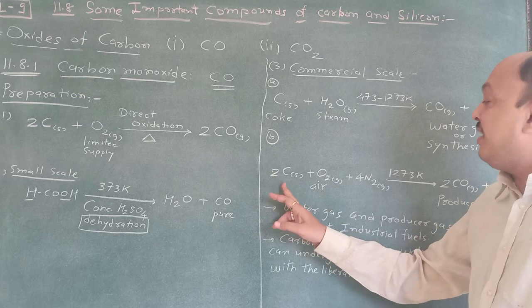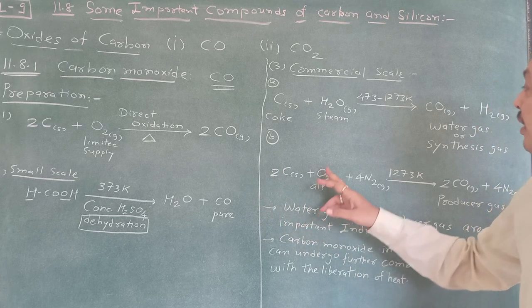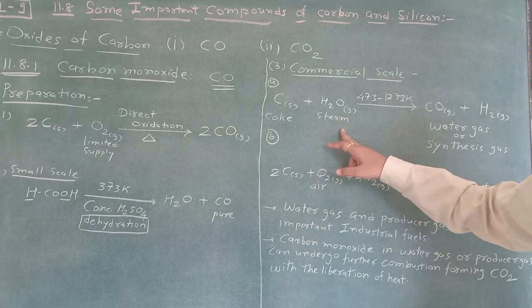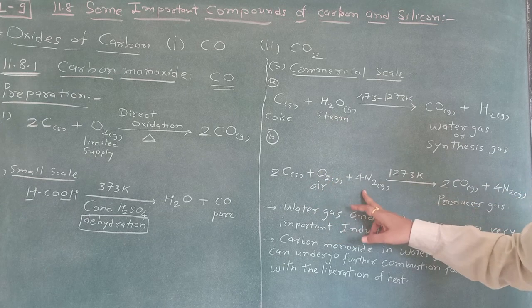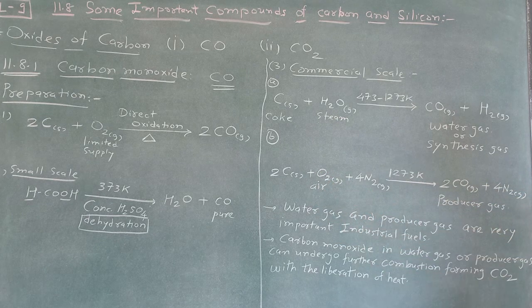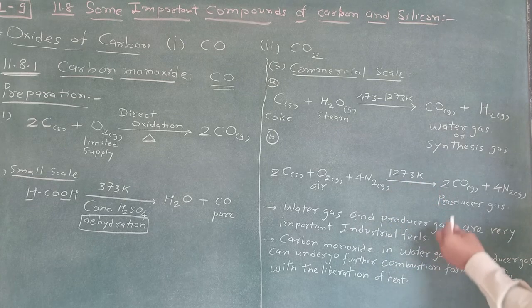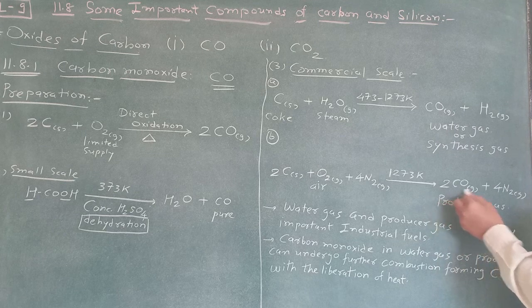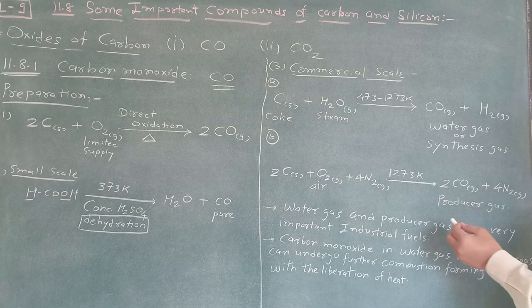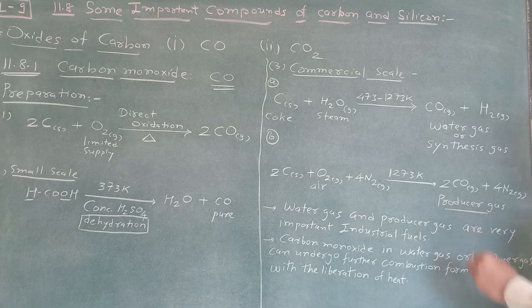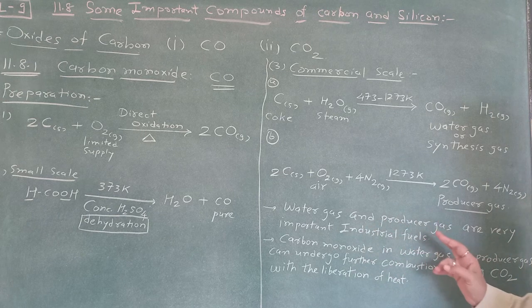Another, B: when coke is passed with not steam but air, in the presence of 4 moles of dinitrogen at 1273 Kelvin temperature, it gives a mixture of carbon monoxide and dinitrogen gas, and this mixture is known as producer gas. So water gas and producer gas are very important industrial fuels. Remember, they are industrial fuels.